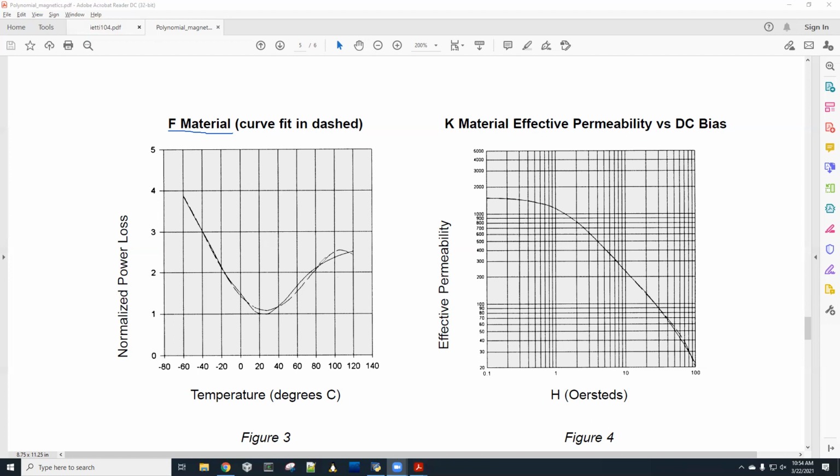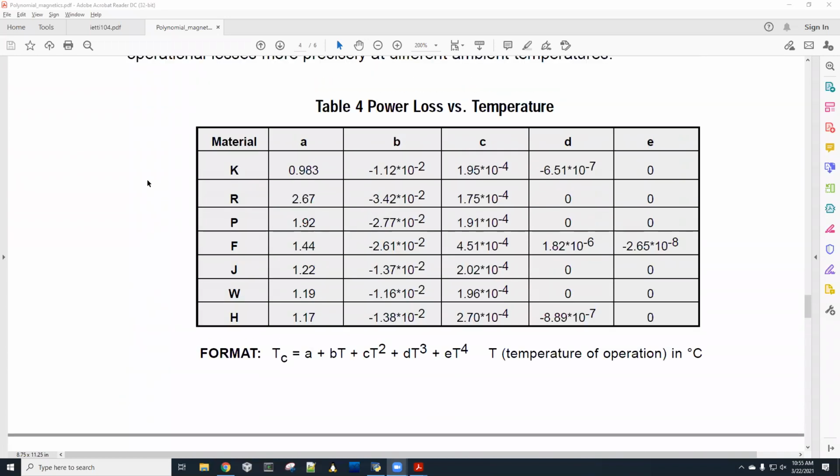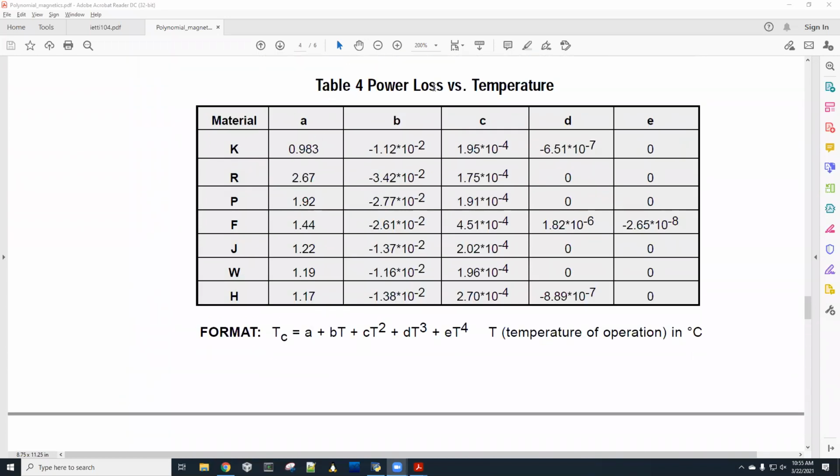And when we're done with it, the upshot is that we will have an equation that's a very close approximation of describing what this material actually does, based on real empirical measured data. So the polynomial coefficients vary with the material. And if we go to the page right above this, you find a table, power loss versus temperature. And for the material we were looking at before, the F-type material, it gives different coefficients that are going to go into this polynomial equation.